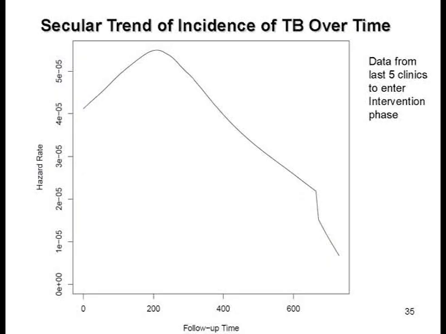We also thought we'd look, because we were doing this Cox model to avoid problems with secular trend, we thought we'd see what the secular trend was. One easy way to do that is just to take the last clinics to enter the intervention phase. Remember, these are randomized, and they're in control almost the whole time, so just see what their rates were. So this is a smooth hazard of TB over time for those last clinics. In fact, it looked like it was going up a bit and then down over time. And we looked at this.